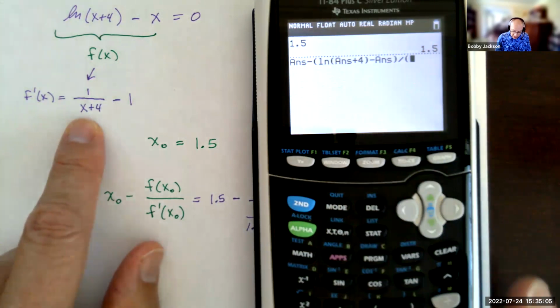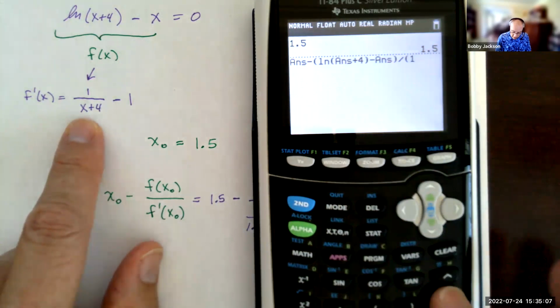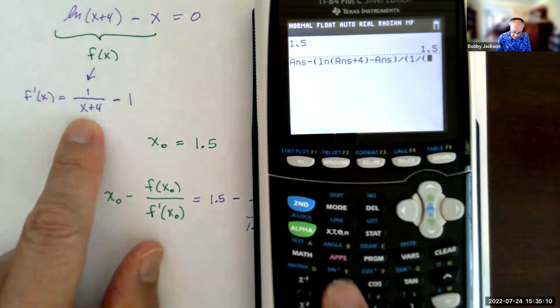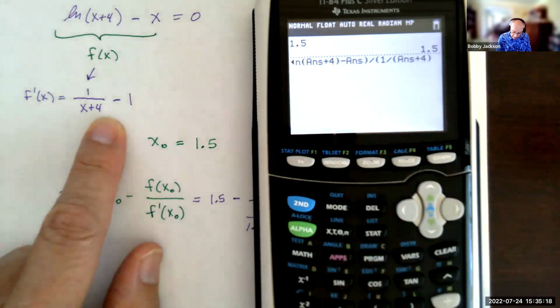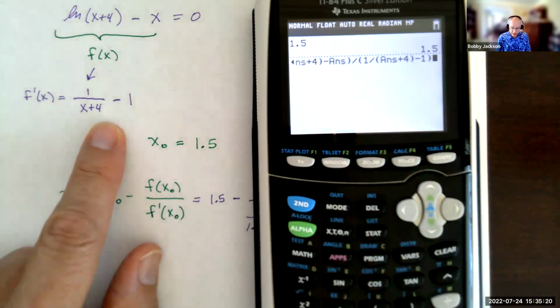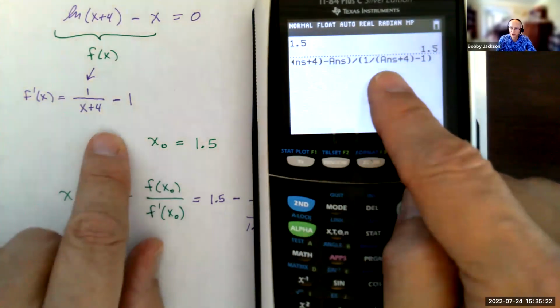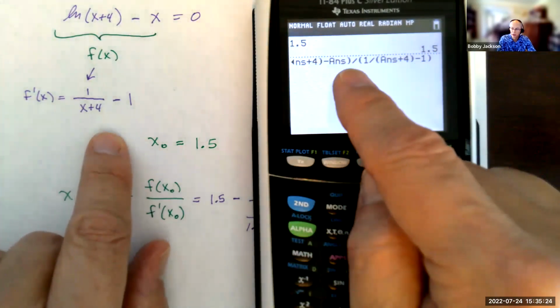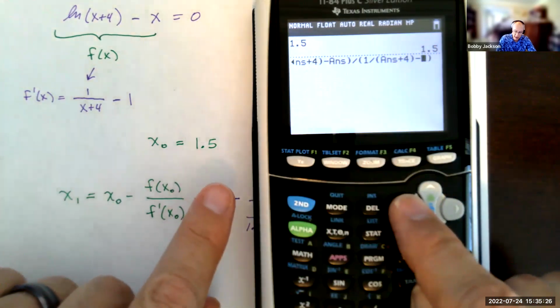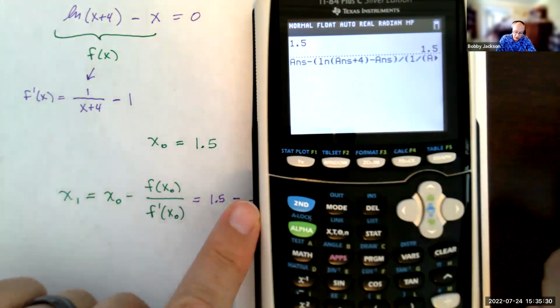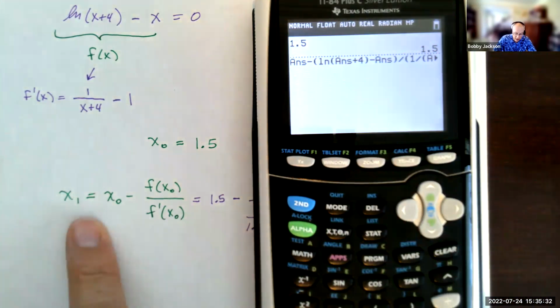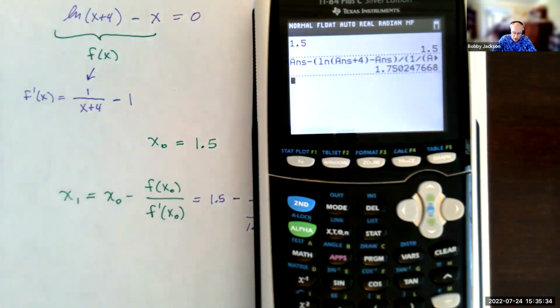And so that's 1 divided by, and I have to put in parentheses, x plus 4, or answer plus 4, right? Answer plus 4. Close parentheses on that, and then minus the 1, and then close parentheses on the denominator. So that's the derivative in the denominator. And up top, again, if we scroll back, is the numerator, which is the function itself. So this should give me the next value, x sub 1, my next approximation.